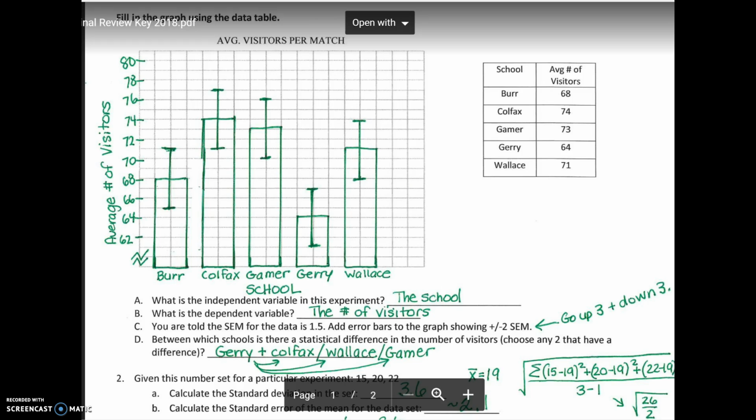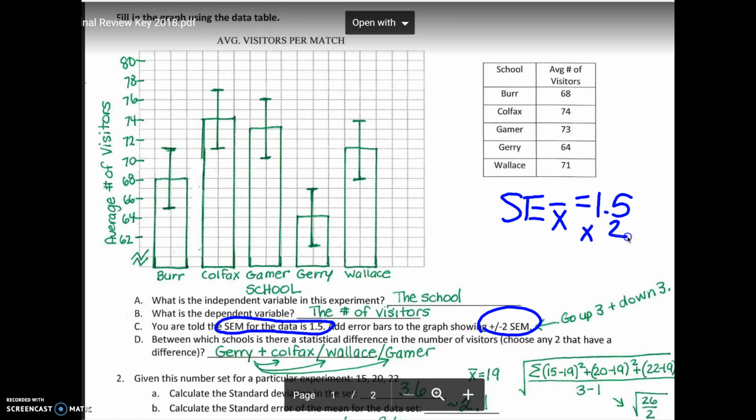It tells you that the standard error of the mean is 1.5. So they're giving you a piece of information, that the standard error technically can be written like that. Standard error of the mean is 1.5. They want you to add error bars showing plus or minus 2 standard errors of the mean. So we're going to take our 1.5 and we're going to double it, times 2. And that gives us 3.